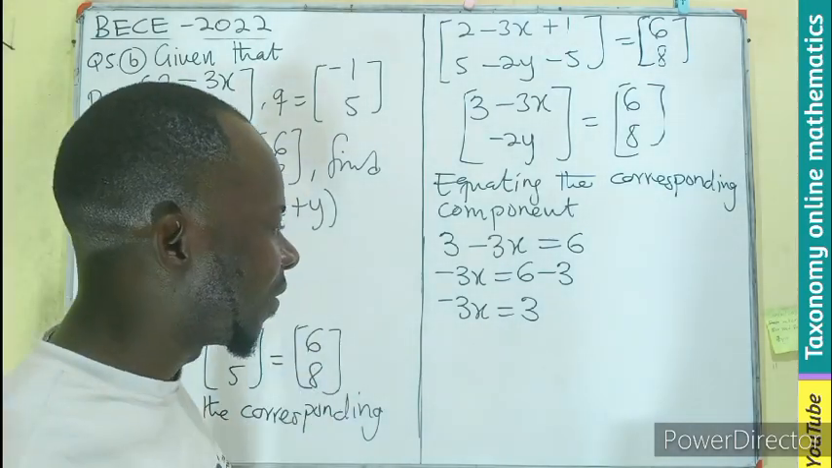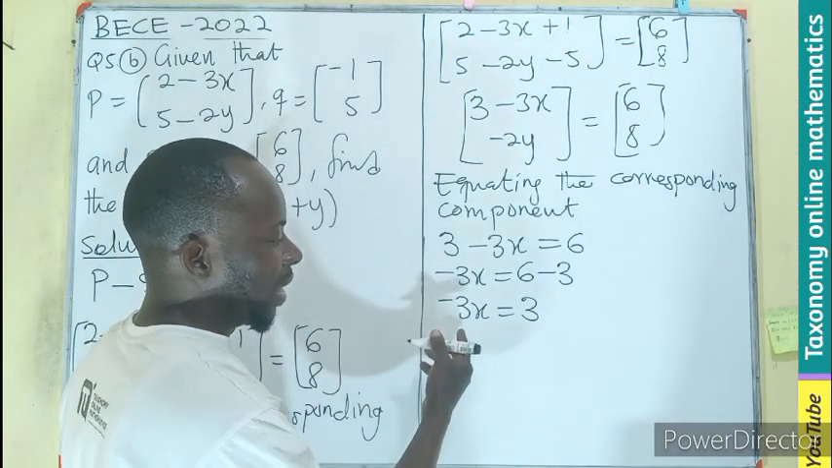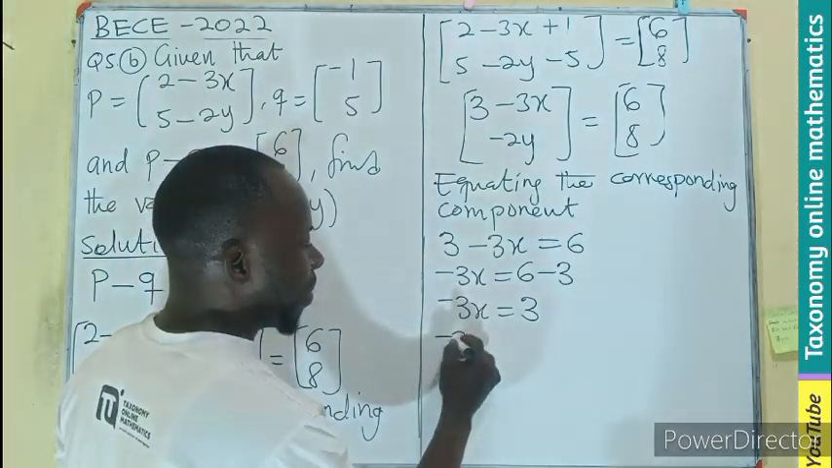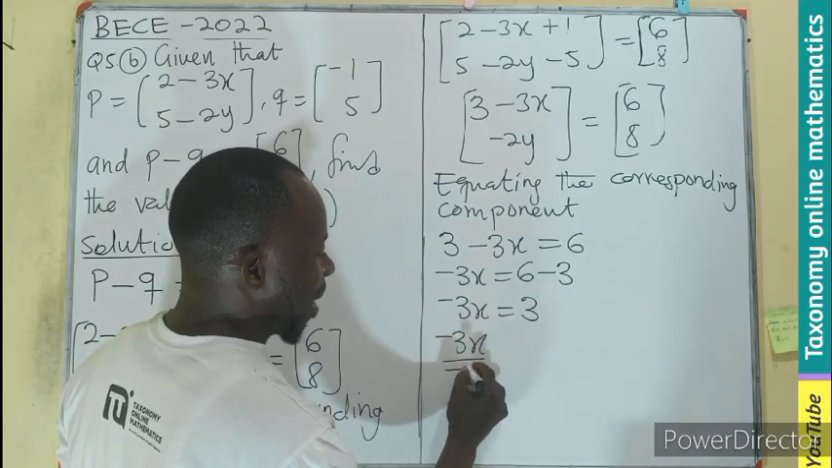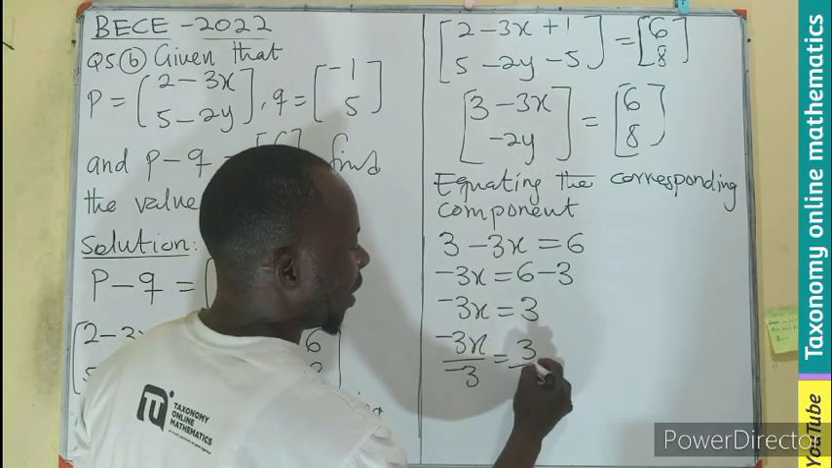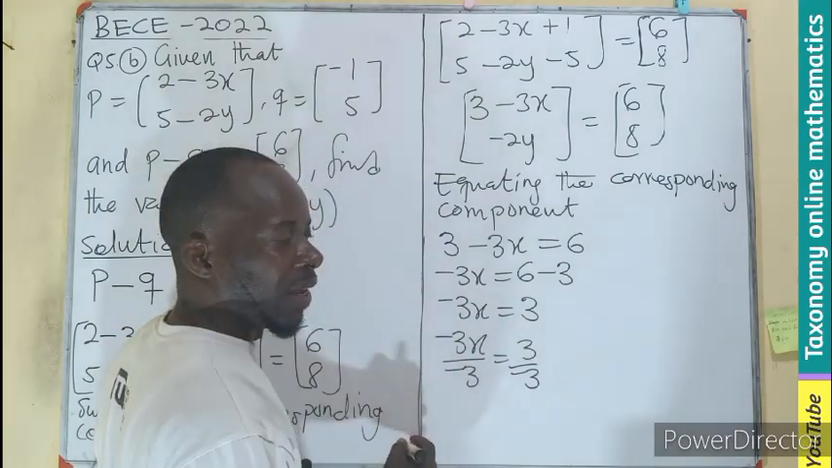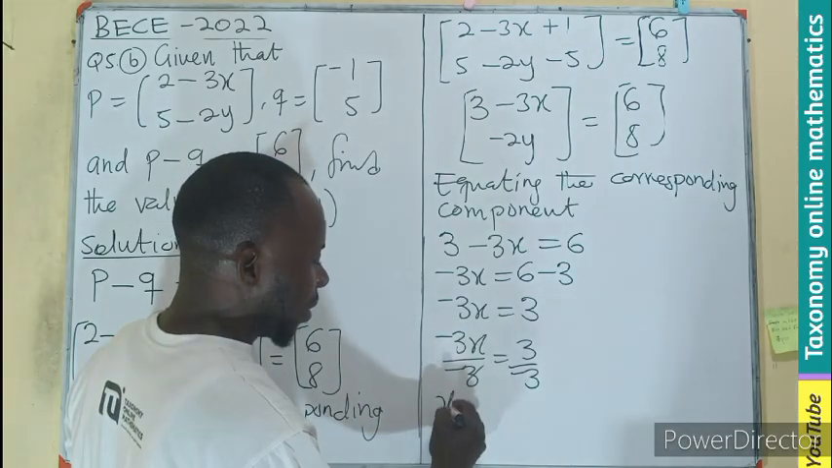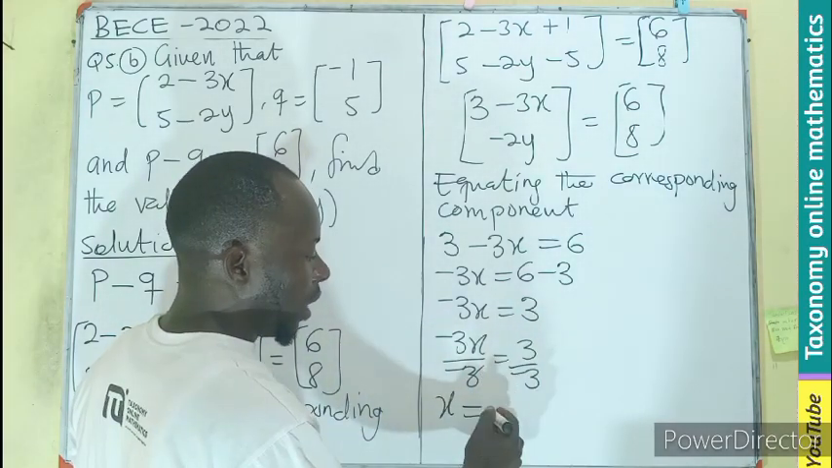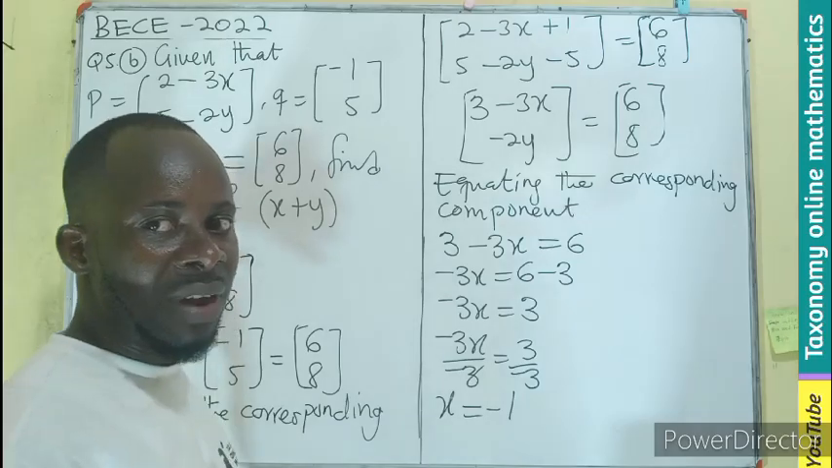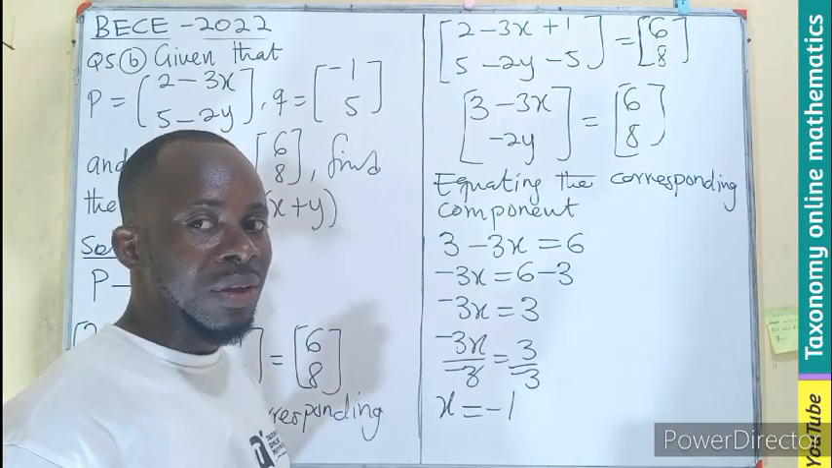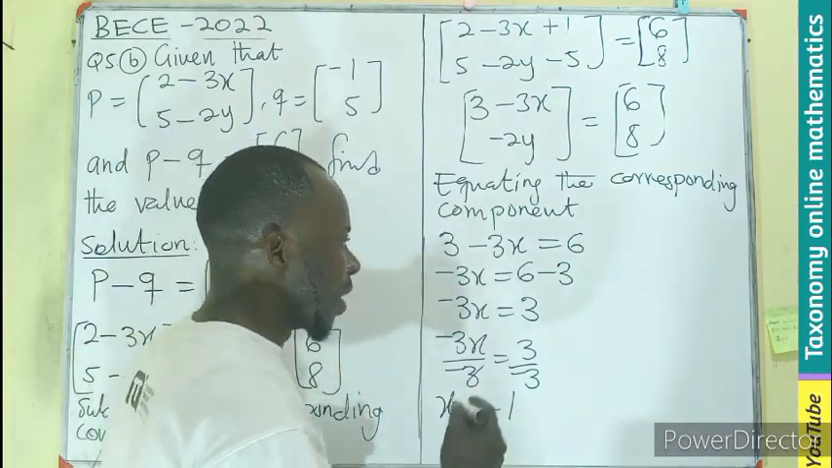But we are looking for the x. So we divide both sides by the coefficient here, meaning minus 3x divided by minus 3, 3 divided by minus 3. This will cancel. X will be equal to negative 1, because 3 divided by 3 is 1, and the negative will take effect, making it negative 1.